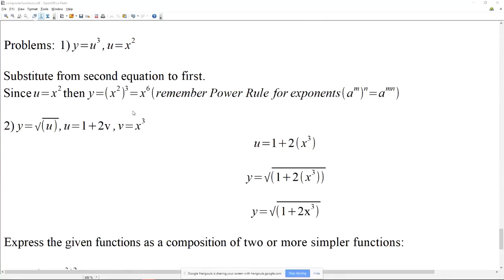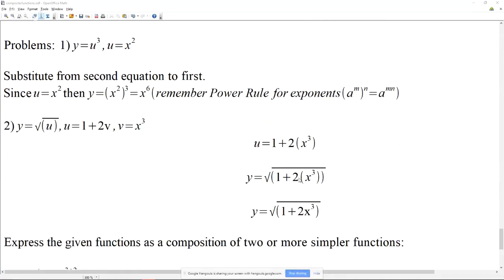All right, running out of time here. So here we have a situation where we have 3 different functions. All you do is stick one into the other. My first function is x cubed. I stick that over to here where the v is. So I end up with 1 plus 2 times x cubed, which is right here in the very first thing. I take that whole thing, u, and stick it in here. So I end up with the square root of that.